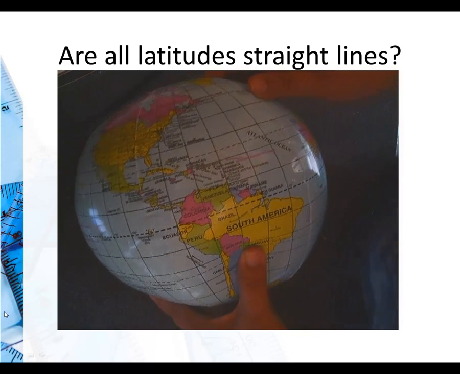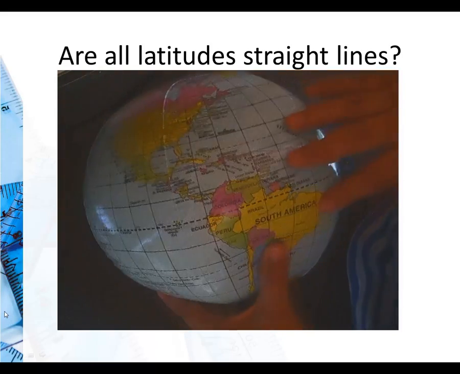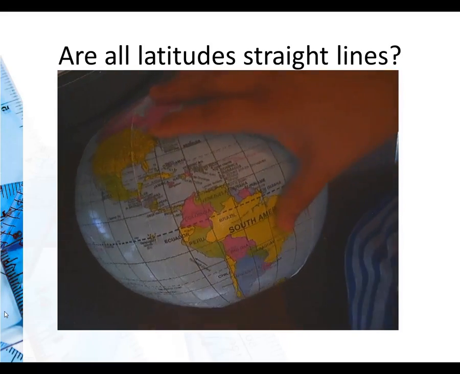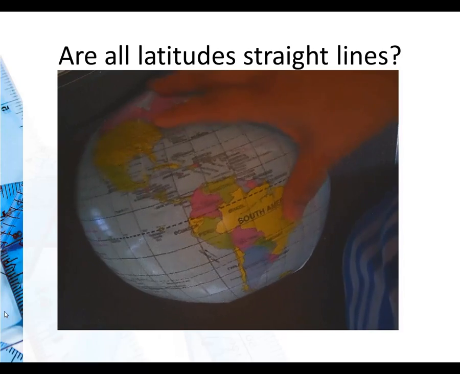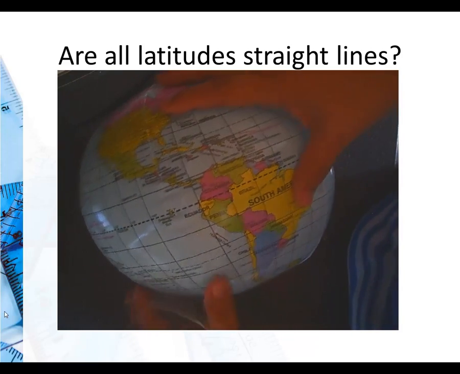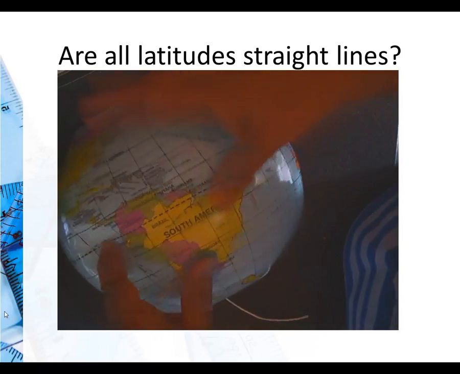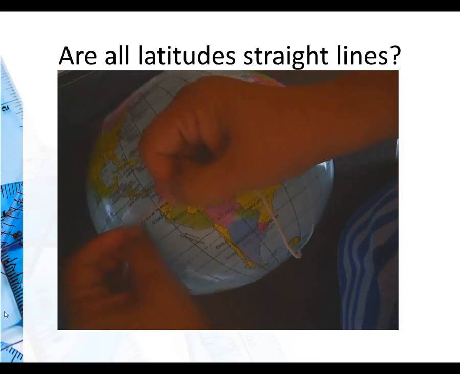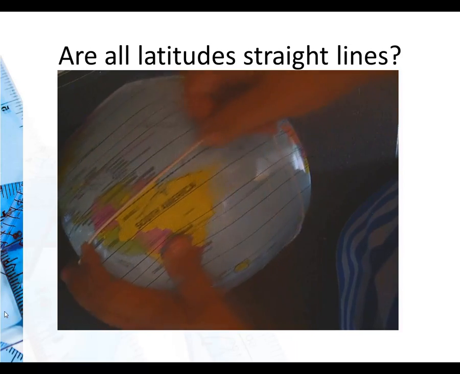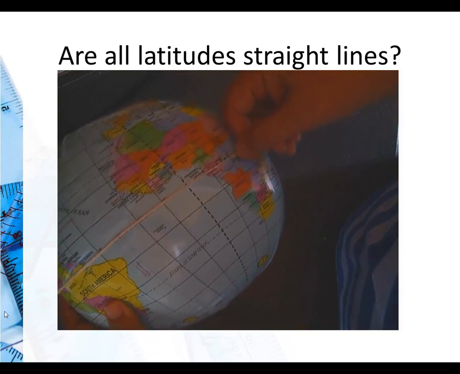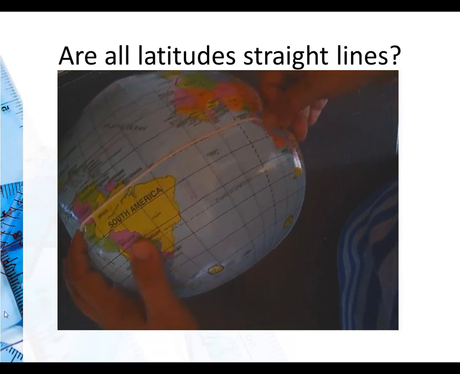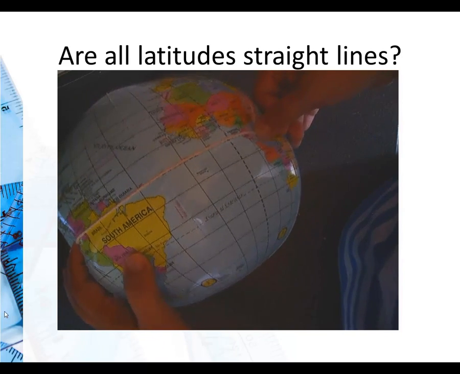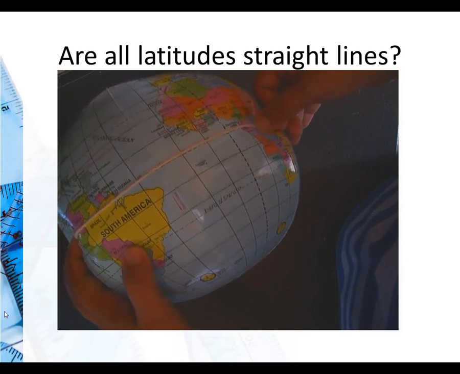Now we're going to take a look at latitudes, which are these lines going east to west. So first of all, let's start with the most popular latitude of them all, the equator. I'm going to go ahead and start here, say at the Galapagos Islands, and let's go all the way almost to Africa. So I'm going to put a point here and see if my string hugs the equator. It does. The equator is a straight line.